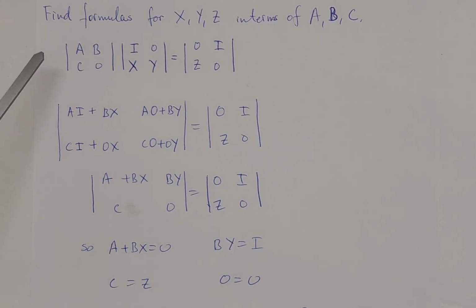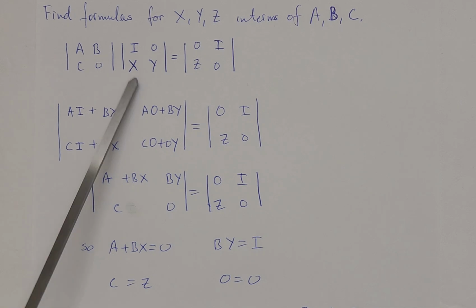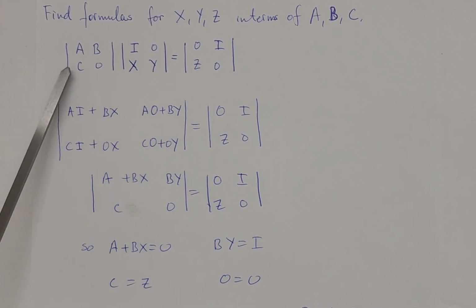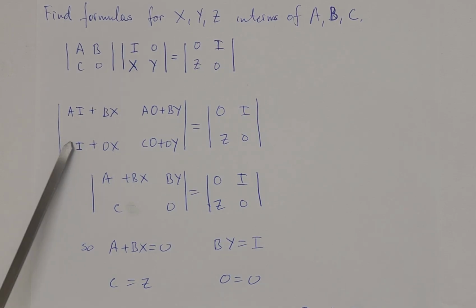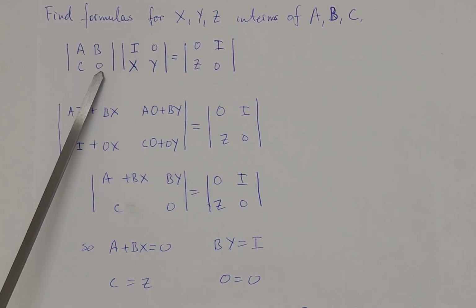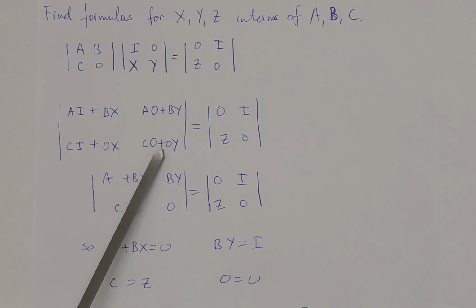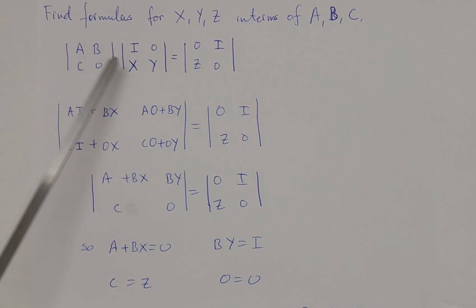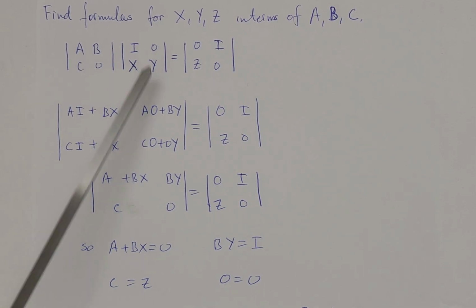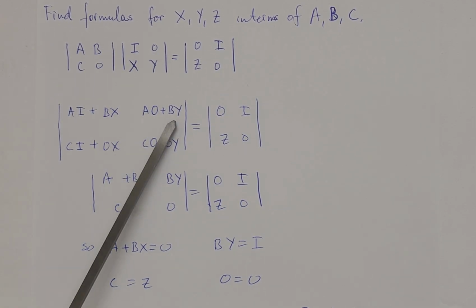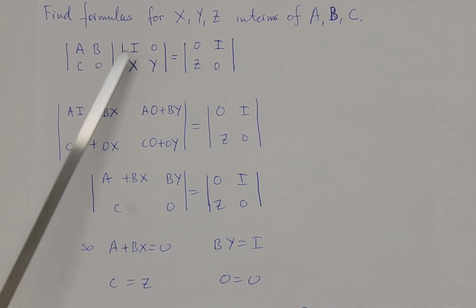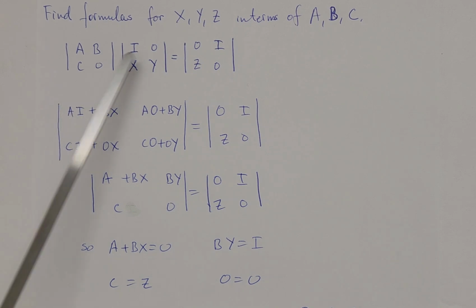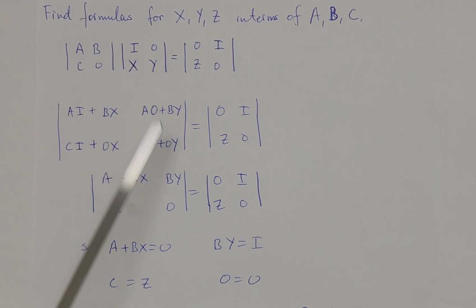Okay, so we just multiply. First row, first column, which is here. First row, second column, which is here. Second row, first column, which is here. Second row, second column, which is here. So A times I, which is here, plus B times X, which is here. A times 0 plus B times Y, which is here. Next, C times I, which is here, plus 0 times X, which is here. Next, C times 0 is here, plus 0 times Y, which is here.